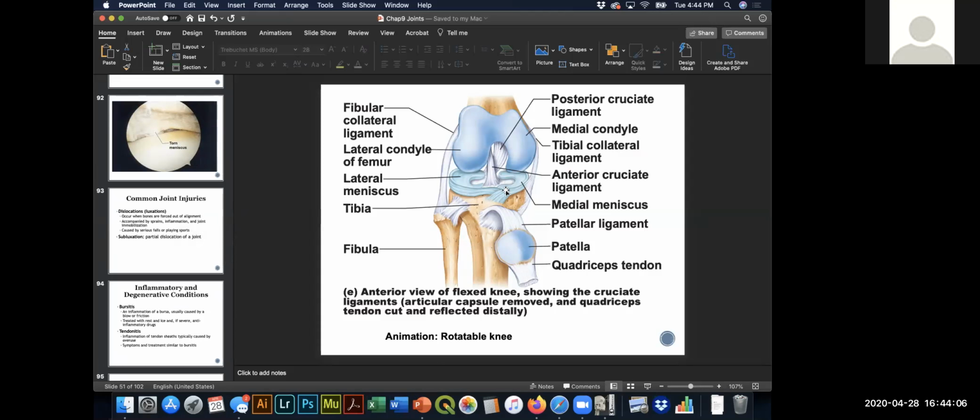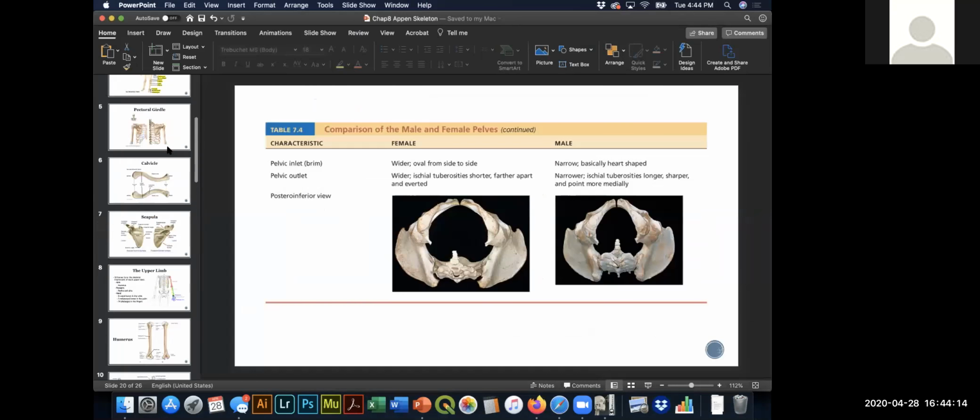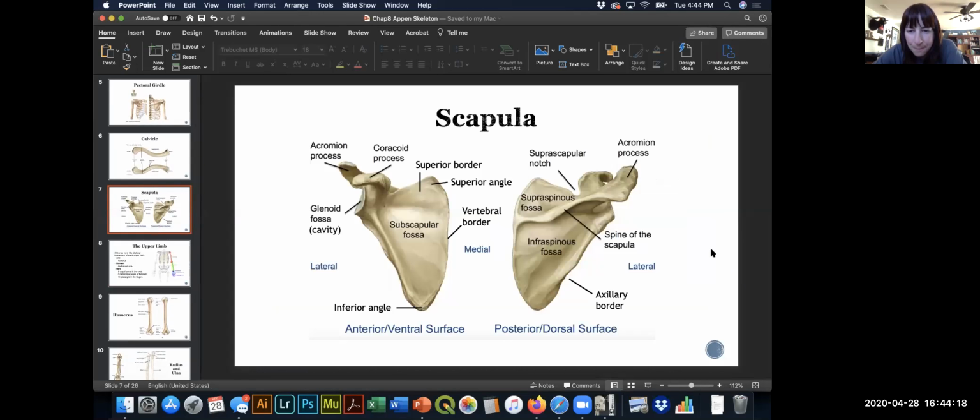Ashley, go for it. For the scapula markings, everything that's on that slide you want us to know too, right? I can give you the slide number. Hold on. I got it. It's right here. Yeah. Okay. Yes. These ones are all out of your lab manual. Yeah. And they're not that bad.